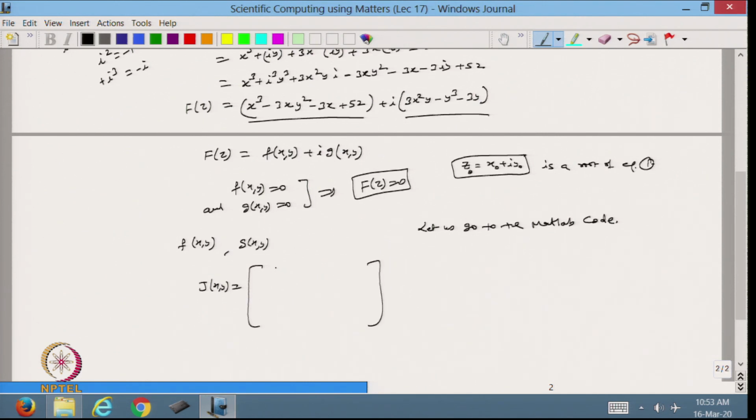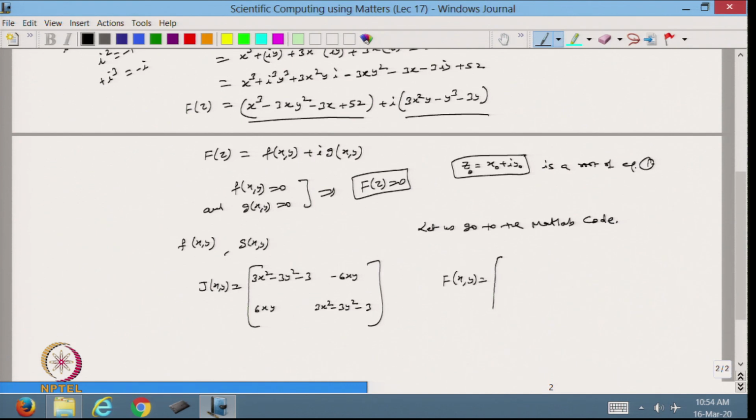Again for fx, I will find the partial derivative of this function with respect to x. This would be 3x square minus 3y square minus 3. With respect to y it will be minus 6xy, that is it. From here I will find the derivatives for the second function with respect to x. It will be 6xy, and with respect to y it will be 3x square minus 3y square minus 3. That will be my Jacobian here.